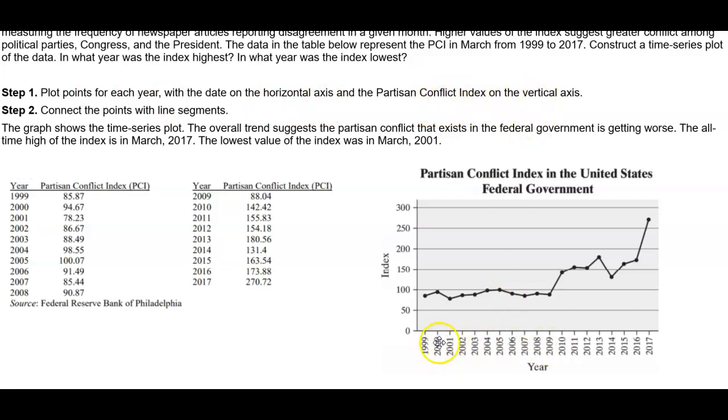So I want you to look down here. We have our years, and so we're starting from 1999 and we're going all the way to 2017. And so this is going to represent our years on the horizontal axis. On the vertical axis is the index.